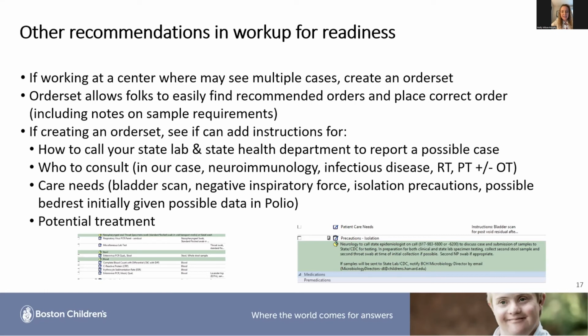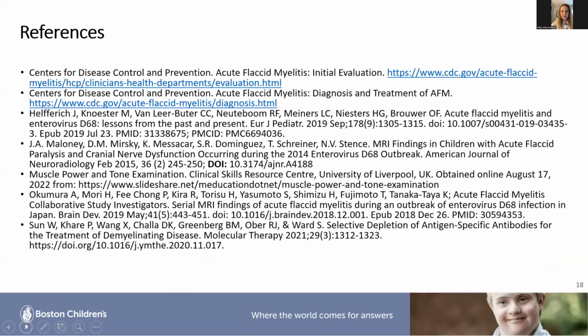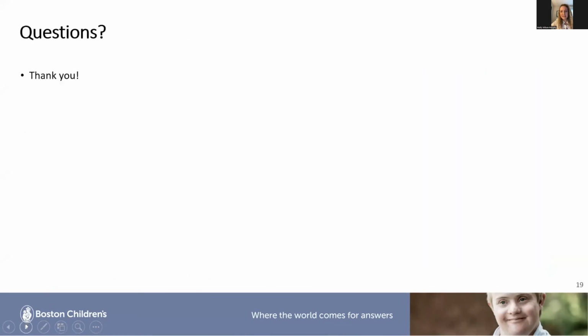And then care needs can also be embedded in this: bladder scan, negative inspiratory force, isolation precautions, possible bed rest based on some data in polio, and then potential treatment. And these are just screenshots of the order set that we created at our institution that walk people through. If you're seeing a patient in the ER and you're concerned for AFM, these are your steps. Those are my references. Thank you so much, and I'll take any questions.